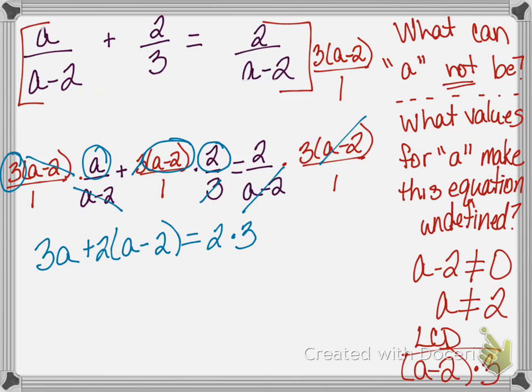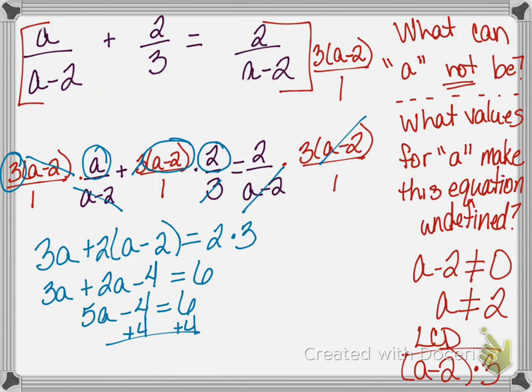Do you know how to solve that? Yes, we distribute the 2, and then we solve for a. So I have 3a plus 2a minus 4 equals 6. 3a plus 2a is 5a. I add 4 to both sides, I get 5a equals 10. I divide both sides by 5, and what do I get for my a value? 2.